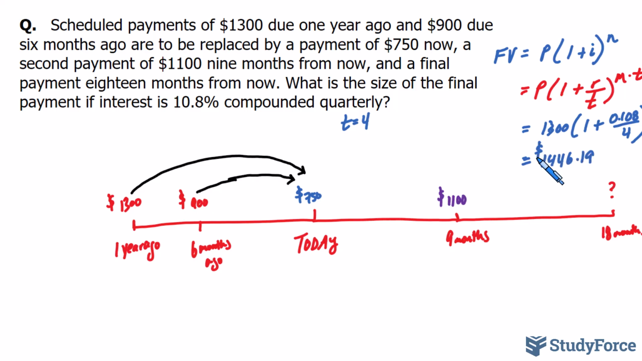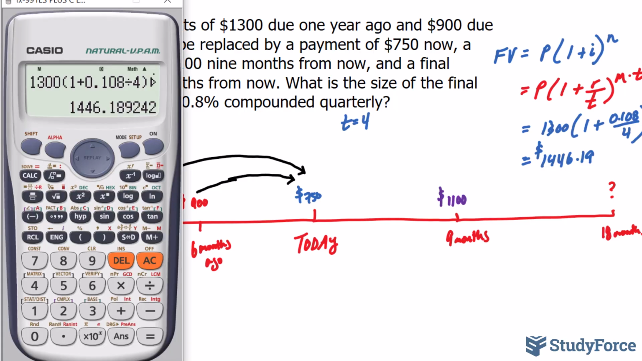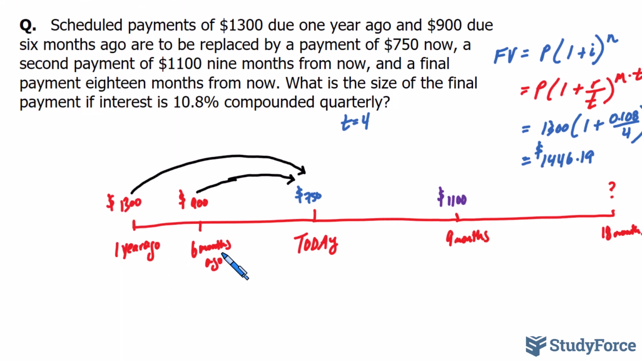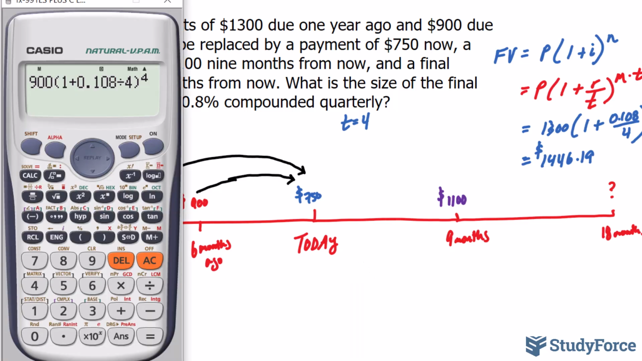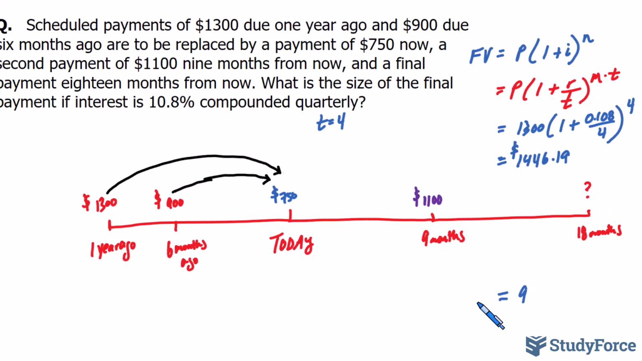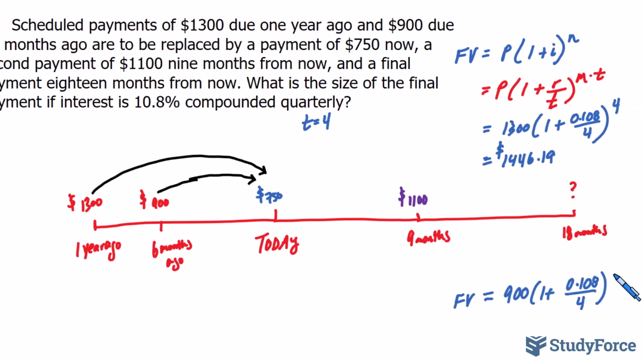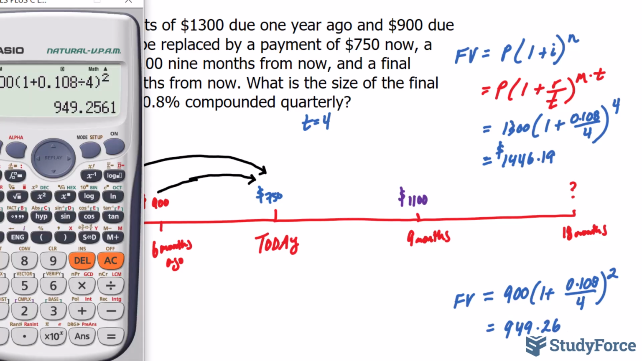And we'll do the same thing for the 900. So let me do this really quickly. I'll replace the 1,300 with 900, and that was due 6 months ago. Therefore, the value of n is not 4 this time, it should be 2, because given that it's compounded quarterly, every 3 months, 2 periods pass from 6 months ago to today. So I'm going to replace this 4 with a 2. And we end up getting $949.26, rounded to 2 decimal places. So let me write that down.